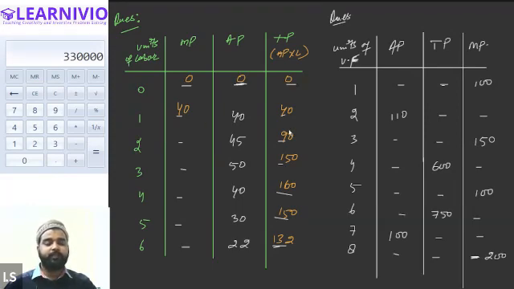So marginal product is basically calculated as a change in the total product. From 40, total product rises to 90. That means there is a change of 50 units. So 50 units will be the marginal product. Similarly, from 90, it goes to 140. That means marginal product will be 60 units.